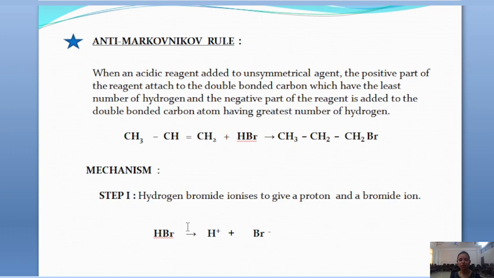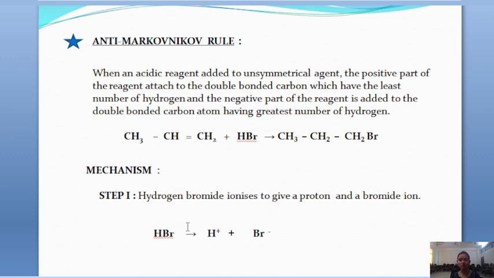So according to anti-Markovnikov's rule, when an acidic reagent is added to an unsymmetrical alkene, the positive part of the reagent attacks the double bonded carbon which has the least number of hydrogen, and the negative part of the reagent is added to the double bonded carbon atom which has the greatest number of hydrogen. I hope you all are getting my point.